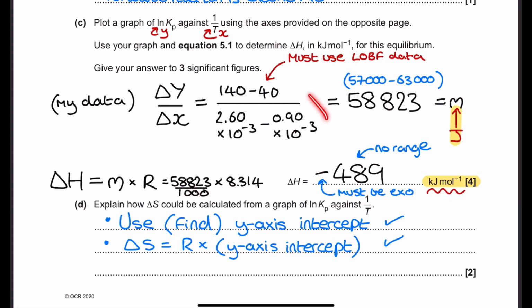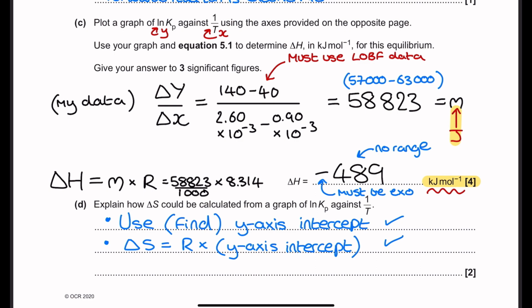The examiner's report always says that mistakes are made with small triangles. Here I've put my data into the table, change in y divided by change in x, final minus initial each time. Your physics department would be proud. And it gives me a value here for the gradient of 58,823. Now, that's inside the range, it's almost slap bang in the middle here, of the 57,000 to 63,000 that you are allowed on the day of the exam.